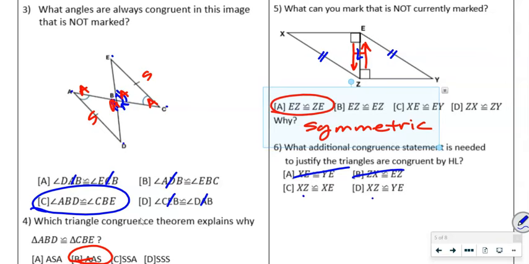Okay, so now we're going to look at it in what order. So if we go from out here to XZ, then we got to go from out here to YE, right? So XZ, YE, that is our answer right there.